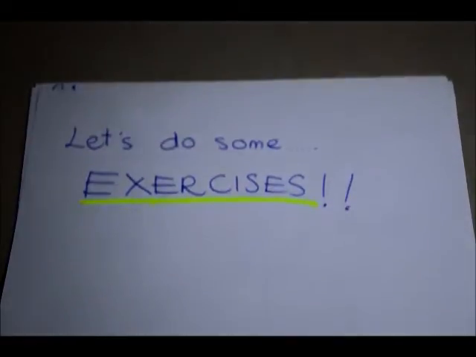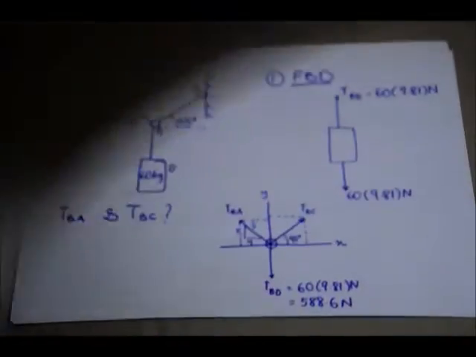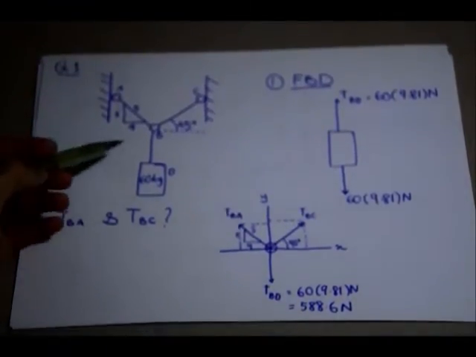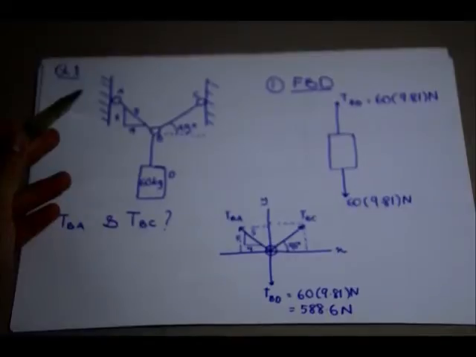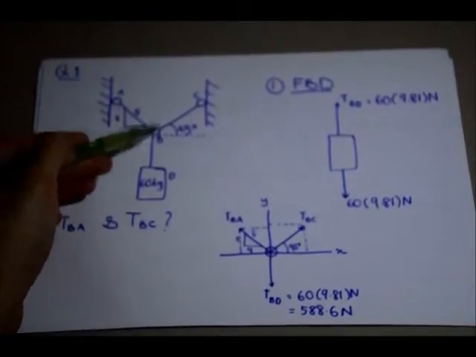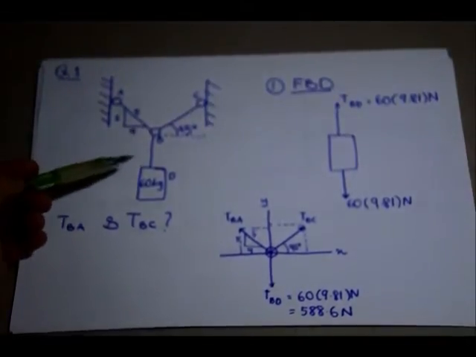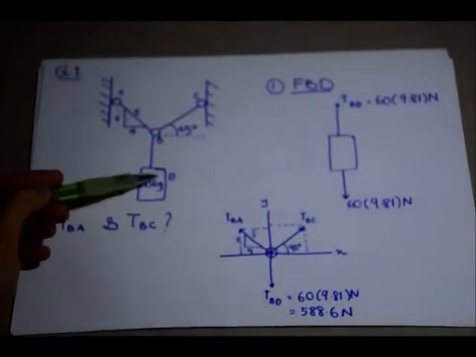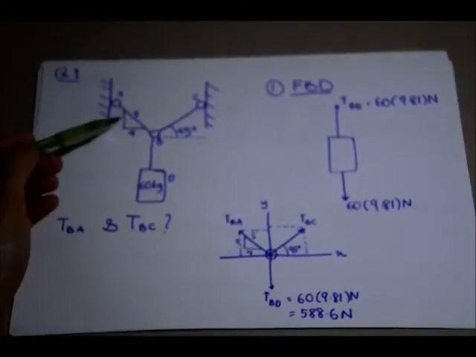Now, let's do some exercises. Here's the diagram of question 1. In this question, it wants us to find the tension in cables BA and BC in order to support the 60 kg cylinder. Some information has been given in the diagram.